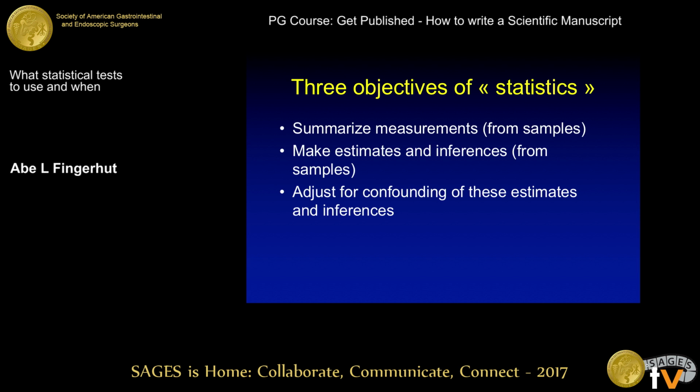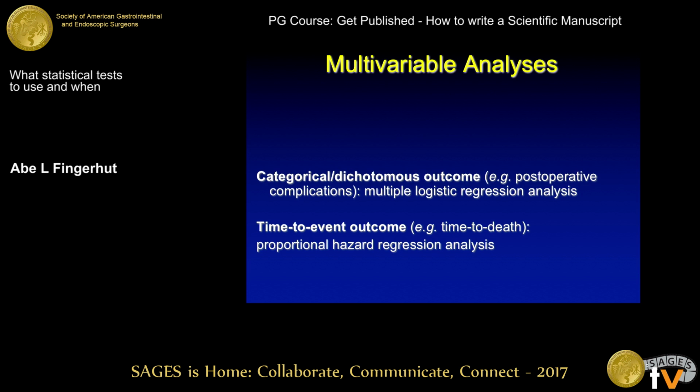Okay? A few words about confounding, and we're finished. Multivariate analysis is used to get rid of the confounding factors, whether it's categorical or, for instance, time to event outcomes. This is all you have to know. If you have categorical dichotomous outcomes, you have to use a multiple logistic regression analysis. Otherwise, you use the Cox models. That's all you have to know.